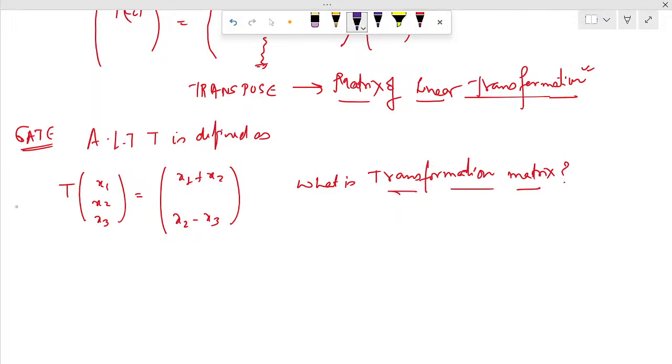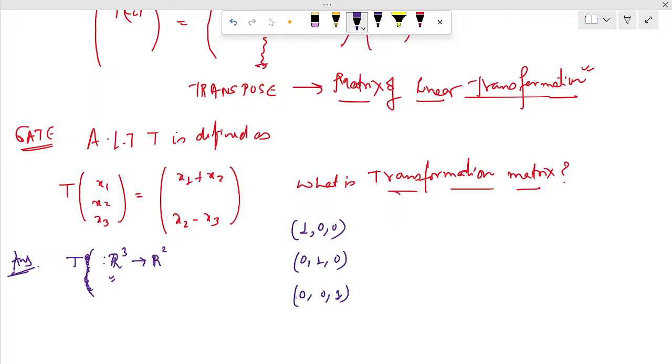Okay, so let me do this. See what it says. It says T of (x1, x2, x3), and what I'll say is that this is a transformation from where to where? It is a transformation from R cube to R square. What are the standard basis vectors in R cube? The standard basis vectors in R cube are (1, 0, 0), (0, 1, 0) and (0, 0, 1).